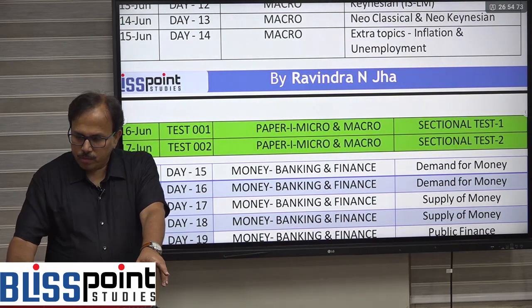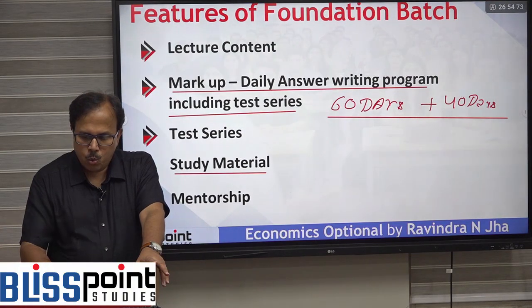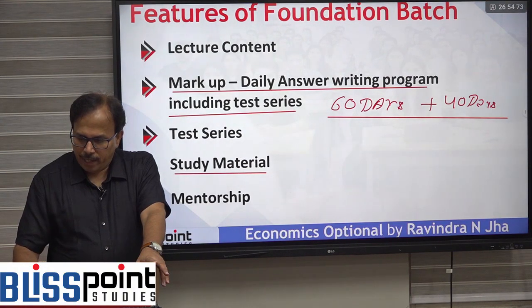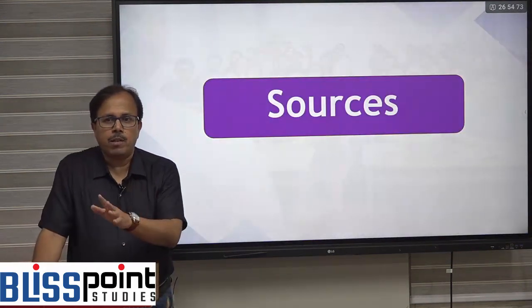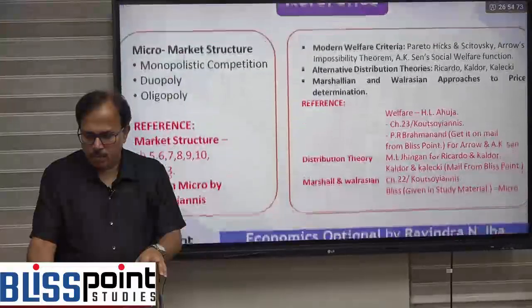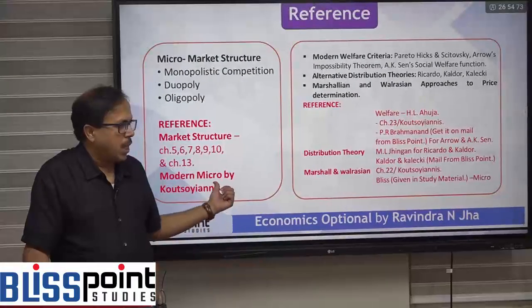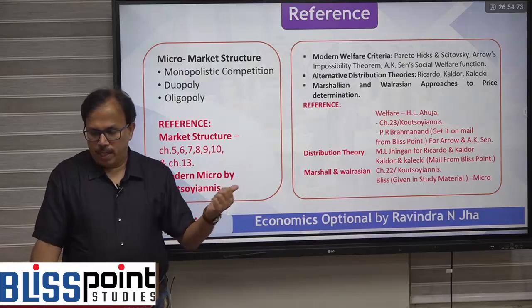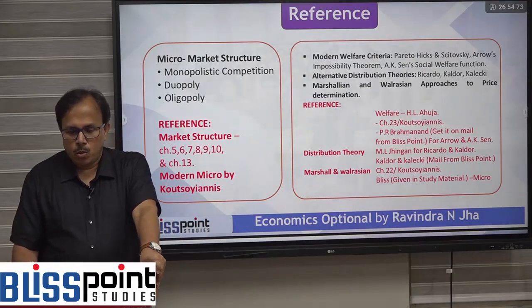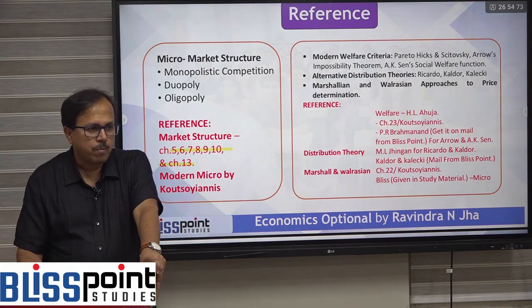Now the third thing that you get is the study material, which is a compilation of different sources. All sources are defined, that means which topic you have to cover from which book and which chapter. A list of it is there. For example, micro market structure, you have to cover from Koutsoyiannis chapter numbers 5, 6, 7, 8, 9, 10 and 13. So Xerox of these chapters will be included in your micro spiral.